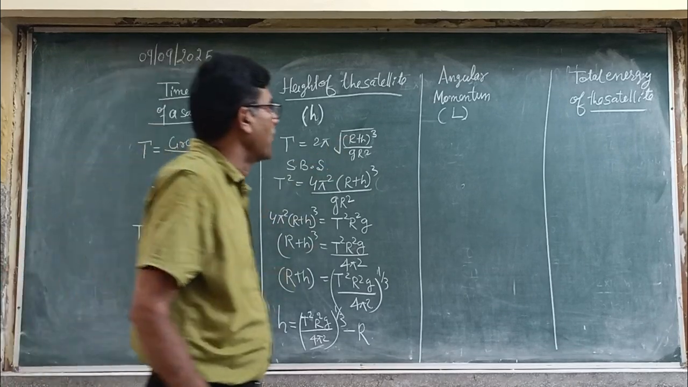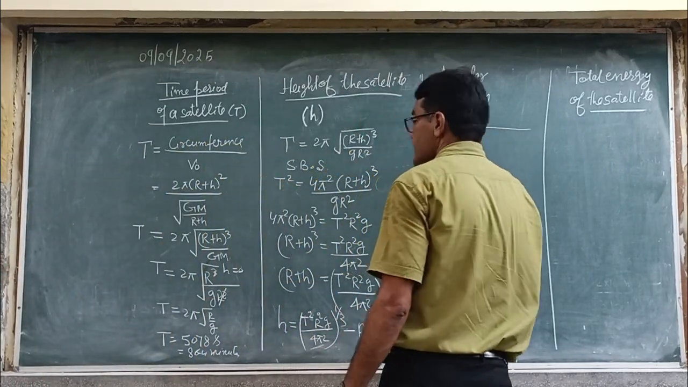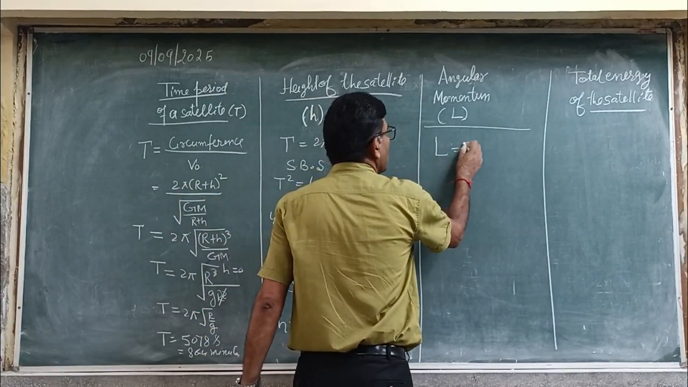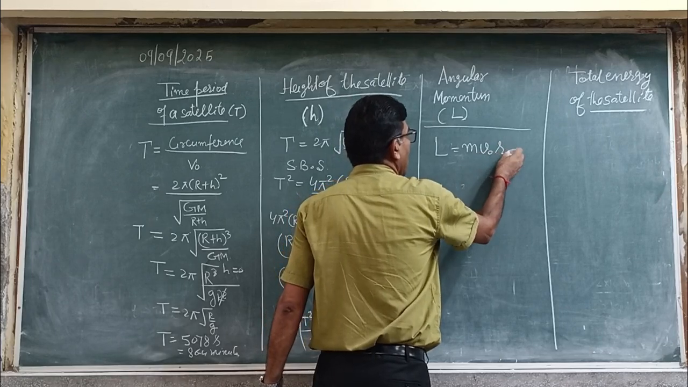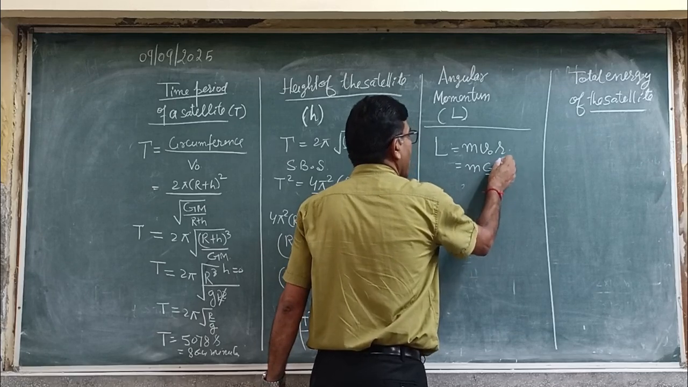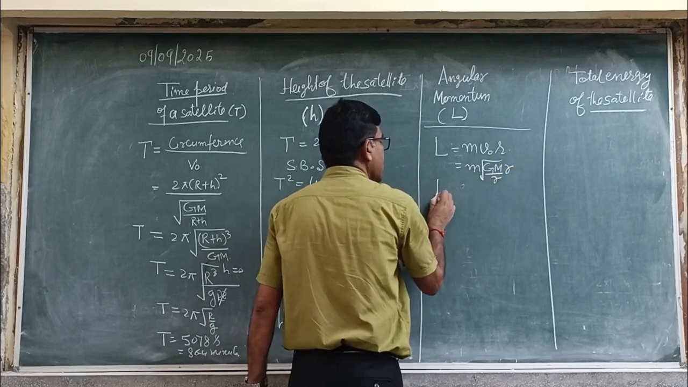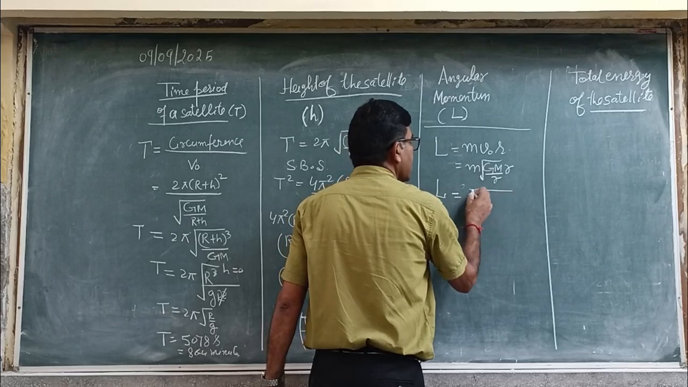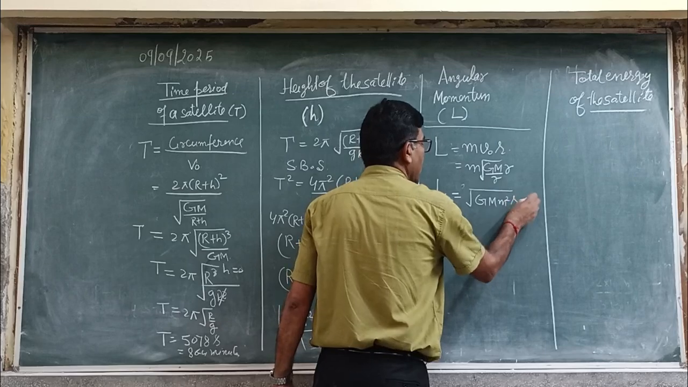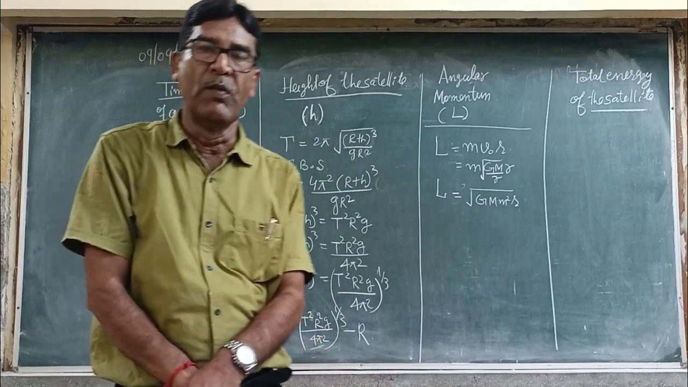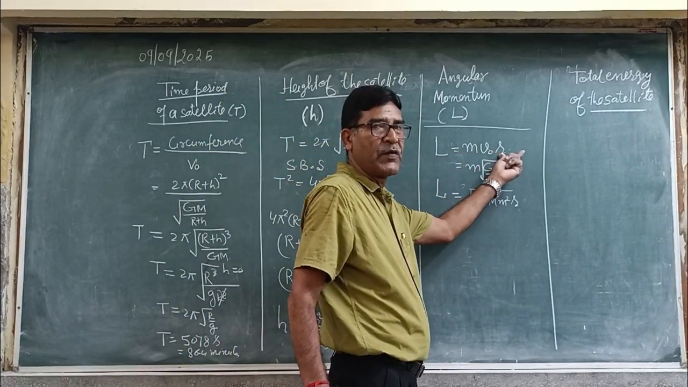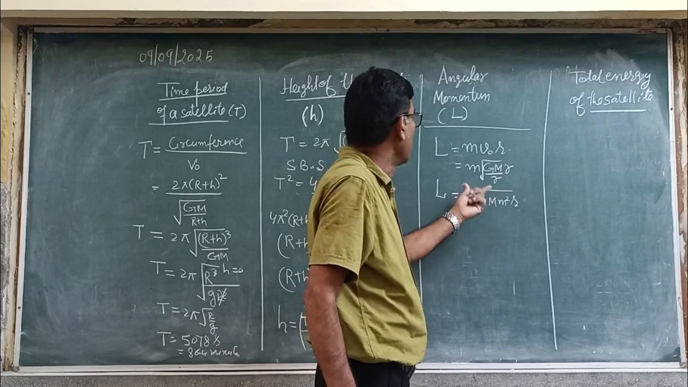Then we come to the angular momentum. Angular momentum is defined as the moment of linear momentum. That is, L is equal to m v naught r, and this v naught can be written as square root of GM upon r. So by simplifying, we can say that this angular momentum is m square root of GM r. Angular momentum is the moment of linear momentum. That is, this is the linear momentum and this is the perpendicular distance. So this is the moment of linear momentum.